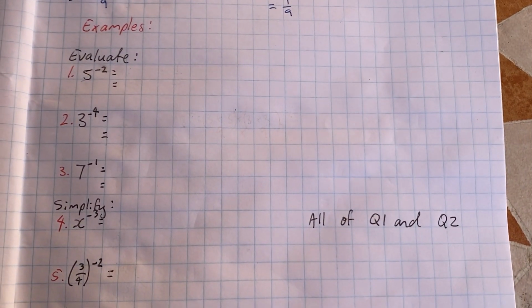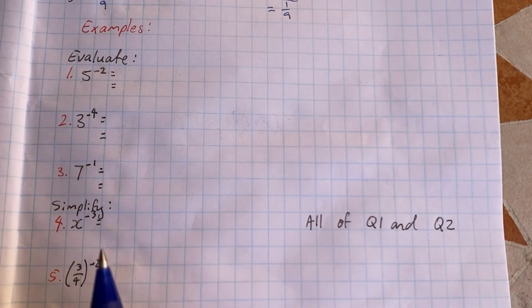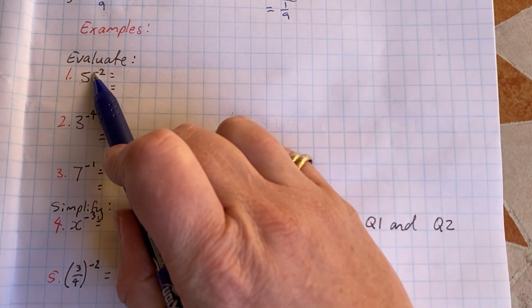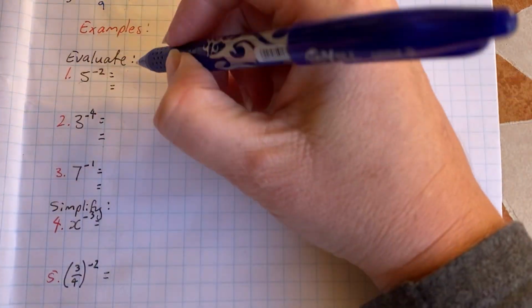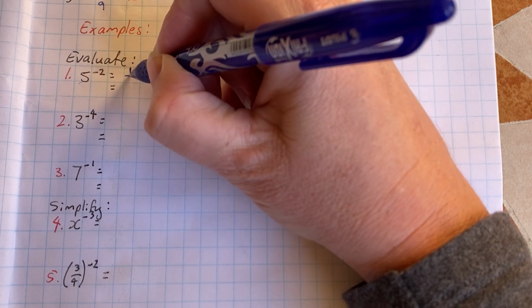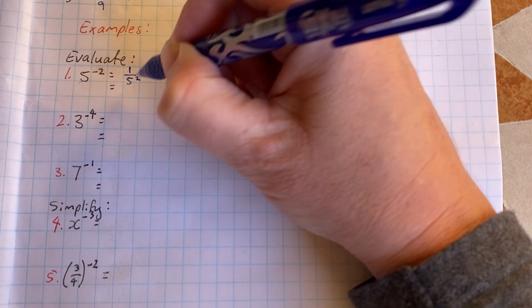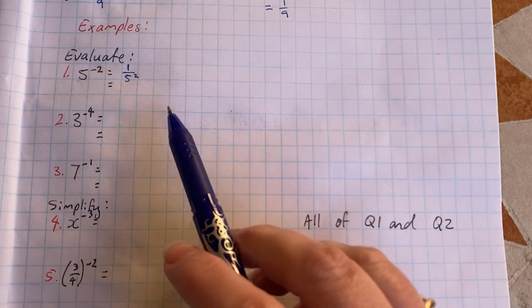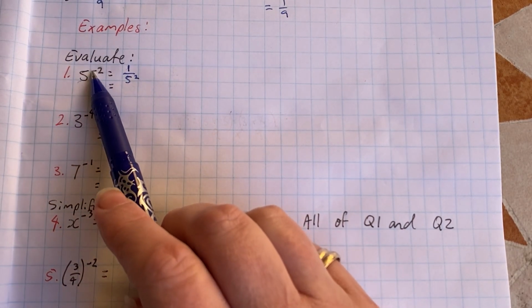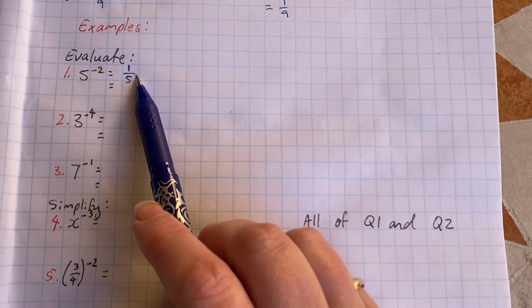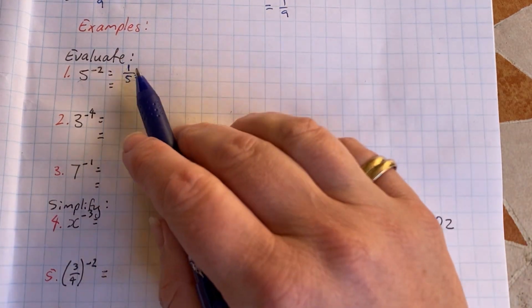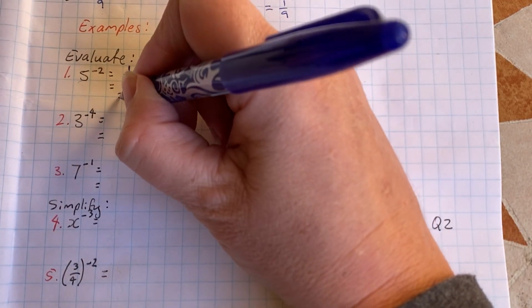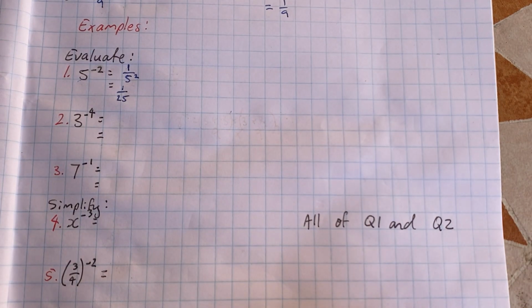Okay, so the first one says to evaluate 5 to the negative 2. So the first thing to deal with is the negative power and flip it. Instead of 5, put 1 over 5 squared. Now evaluate means what is the actual final answer. So instead of negative, we've got a flip, but we've still got the square to deal with. So 5 squared is 25. The answer is 1 over 25.